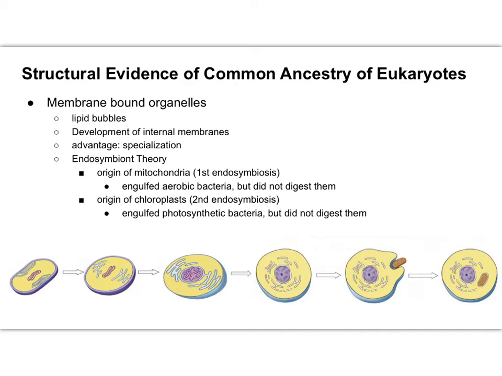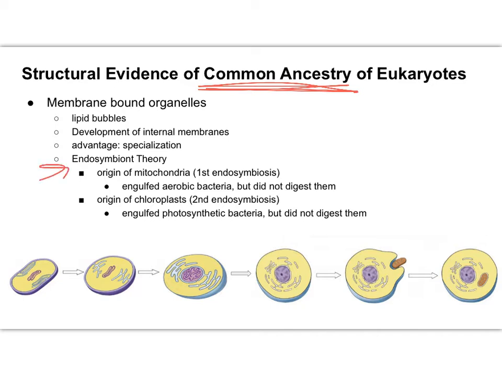Okay, and so what we're looking for here, as we're talking about common ancestry, is finding that common ancestor, showing that things are conserved and things are similar. And so the first thing we're going to look at here is membrane-bound organelles. Membrane-bound organelles are part of our endosymbiont theory.